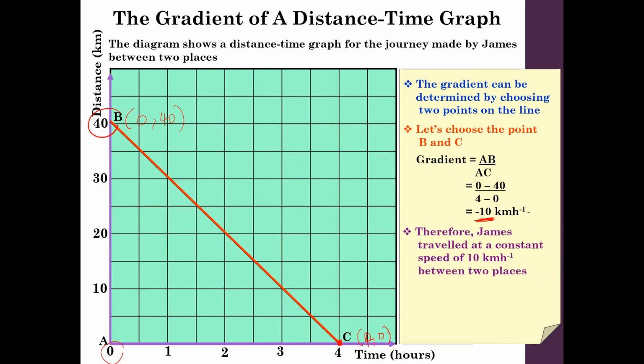The negative value indicates that James travelled at a constant speed of 10 km per hour, but the negative gradient indicates that the distance decreases with respect to time, which means James is going backward from point B to point C. It doesn't mean that James moved with negative speed. Negative gradient in this graph means that he is going backward.